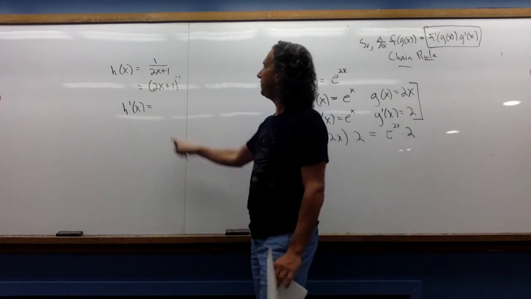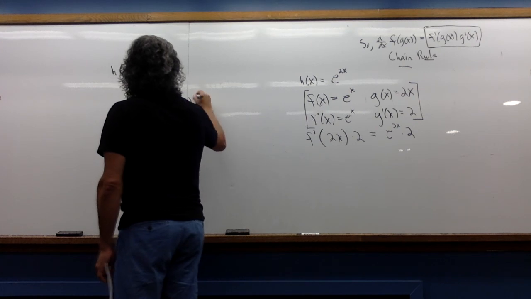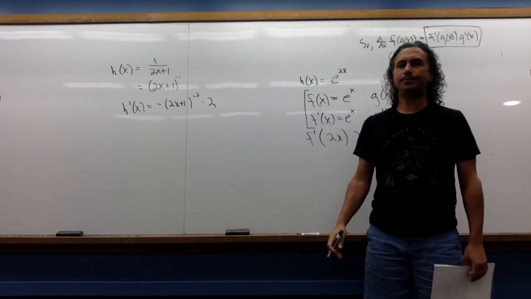Okay, hopefully you said the derivative of stuff to the negative 1 is negative stuff to the negative 2 times the derivative of that stuff. Boom, we're done.